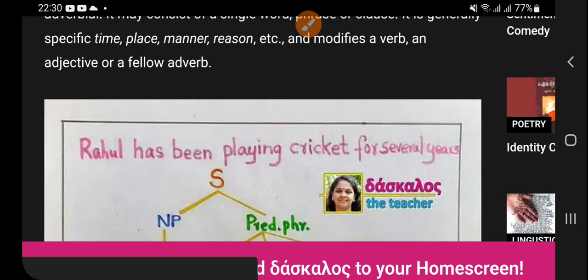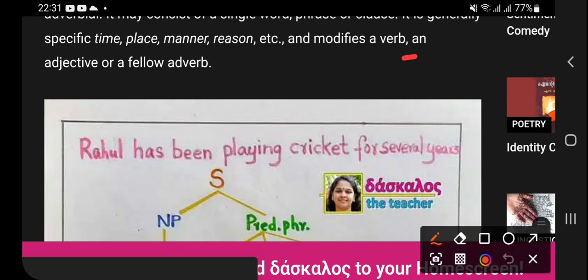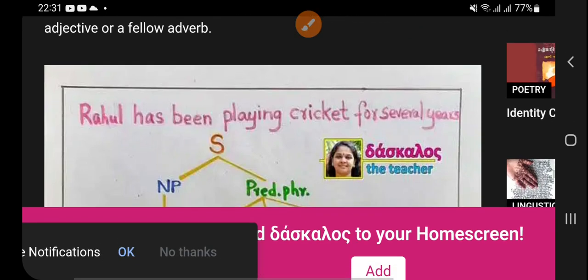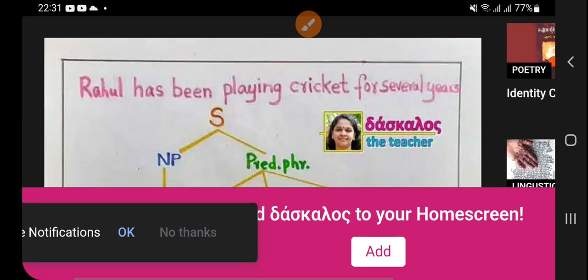But apart from this, an adverb can also modify an adjective, and it can modify other adverbs. An adverb qualifies an adverb itself. Please take care. An adverb qualifies an adverb itself.